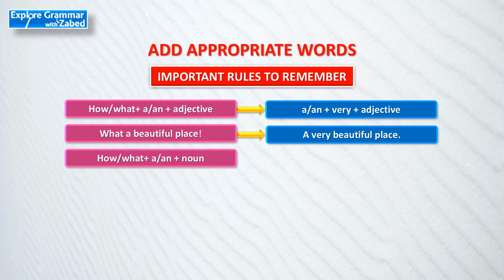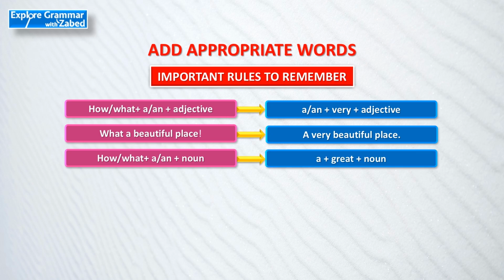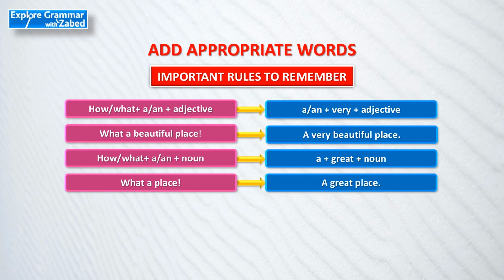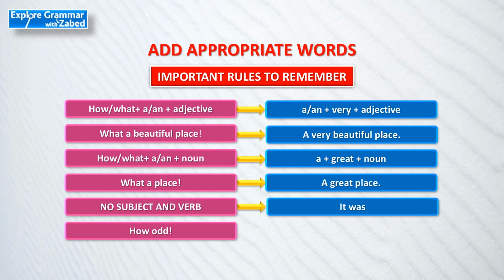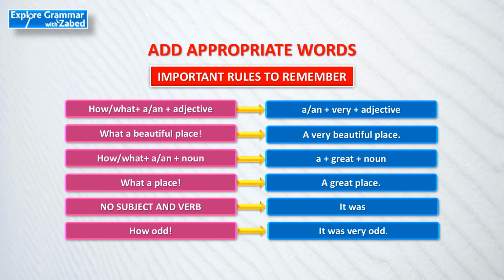Rule number 2, if the sentence structure of the reported speech is how or what plus a or an plus noun, it gets converted to a plus great plus noun. For example, "What a place!" gets converted to a great place. Rule number 3, if the subject and verb are not provided in an exclamatory sentence, we use words like it was. For example, "How ought!" gets converted to it was very ought.